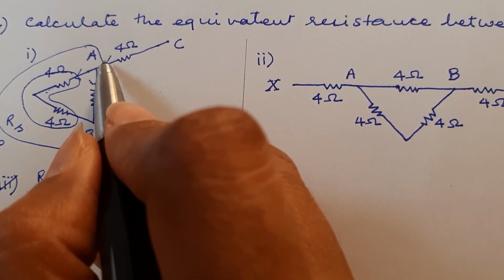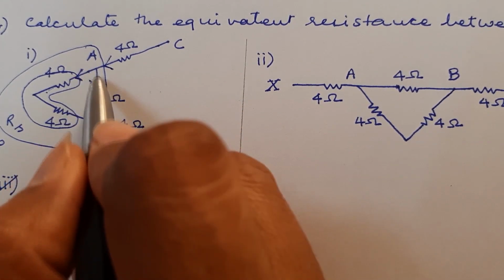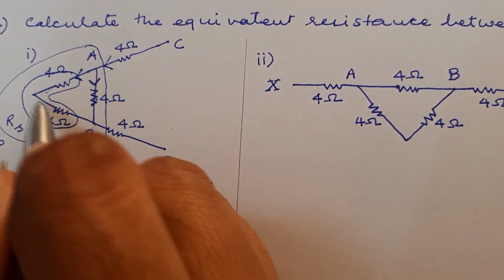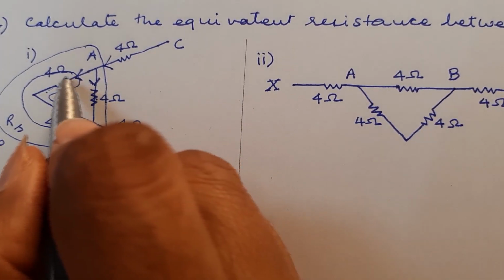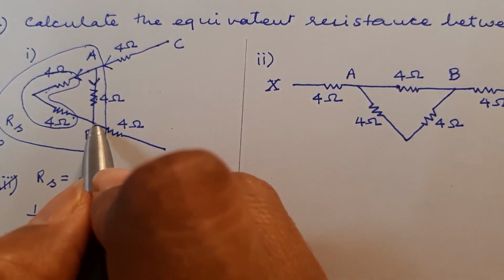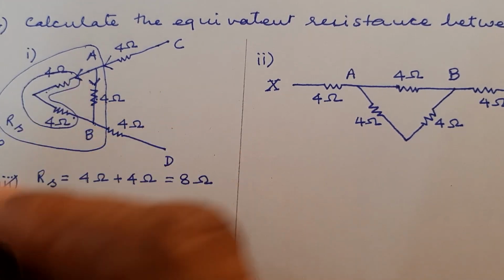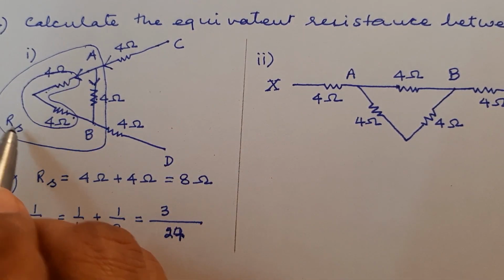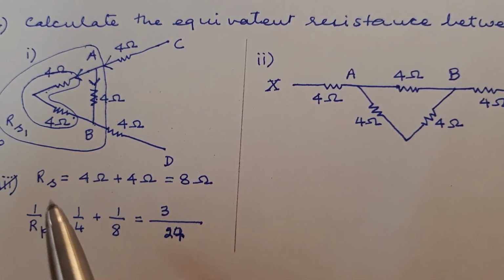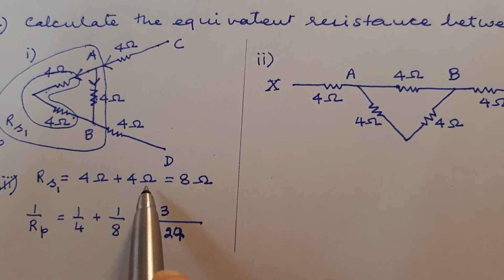the current coming through the wire like so. It will split into 2 paths. This is one path and this is the second path. So you will see that this 4 ohm and this 4 ohm, they are having just one path for the current, and so they are now connected in series. I'll call that RS1. So RS1 will be equal to 4 ohm plus 4 ohm, that is equal to 8 ohm.